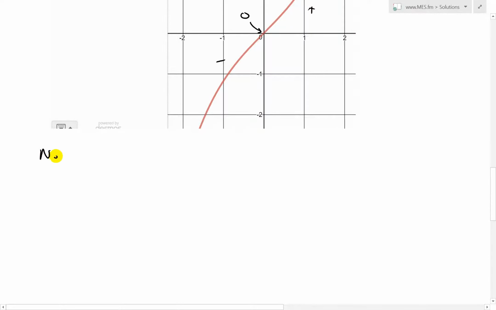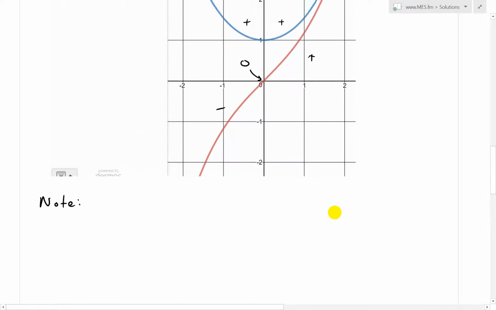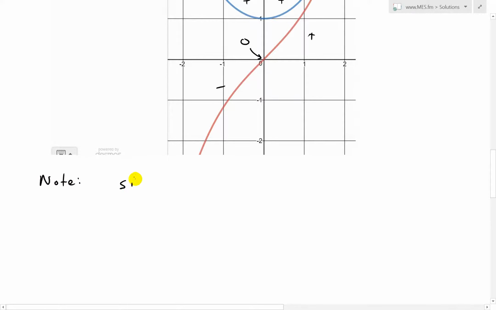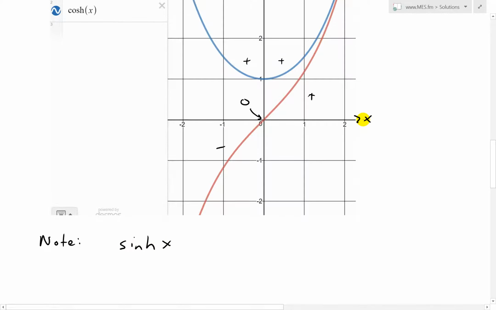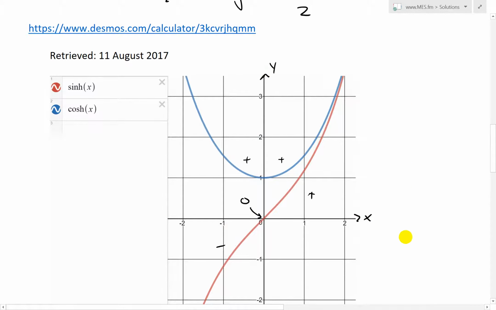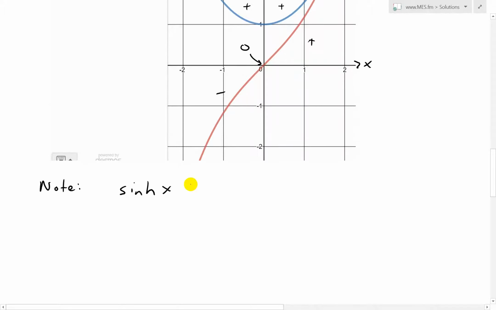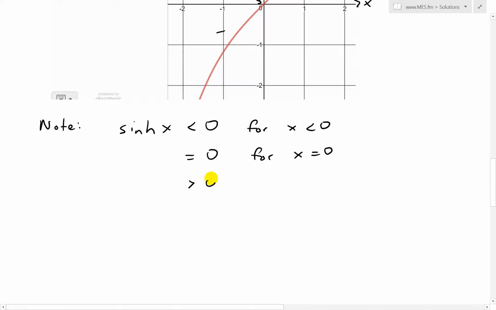I'll write a note here. This is the x-axis, this is the y-axis. From that graph, sinh x is less than 0 for x less than 0, equals 0 for x equals 0, and is greater than 0 for x greater than 0.